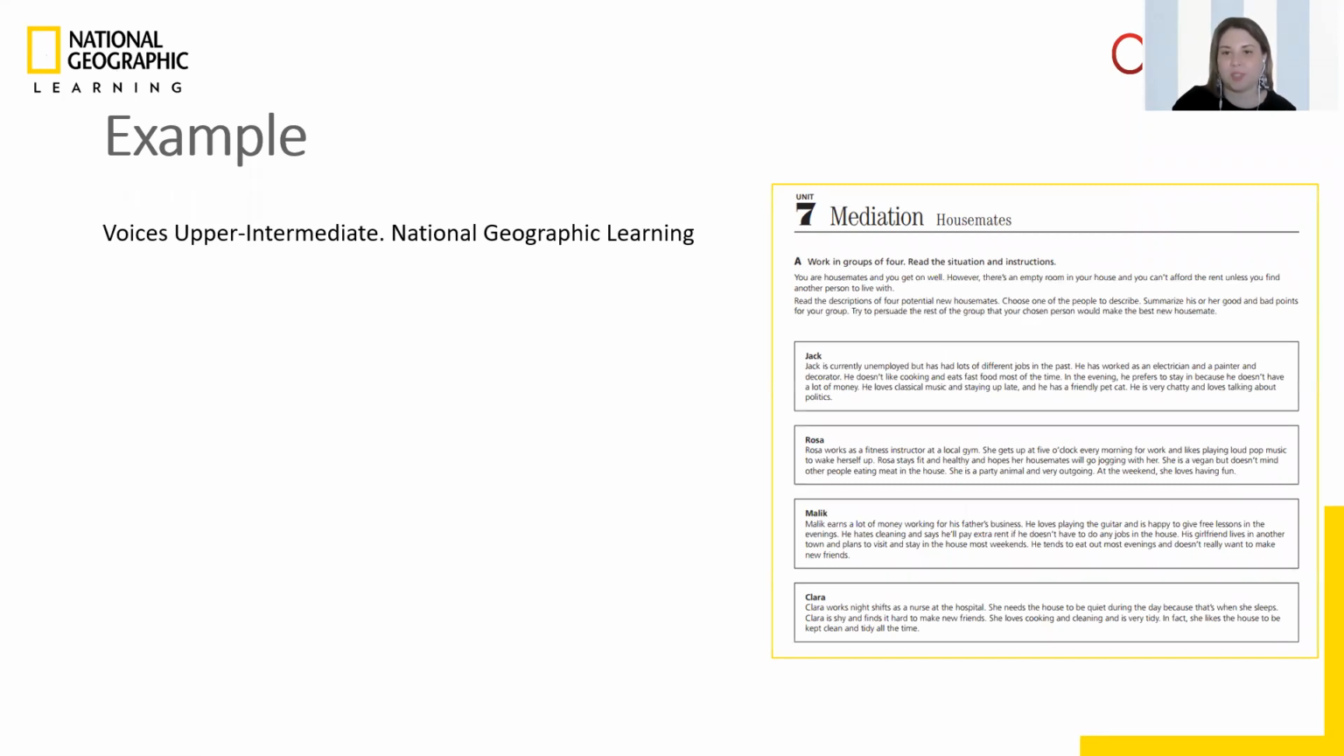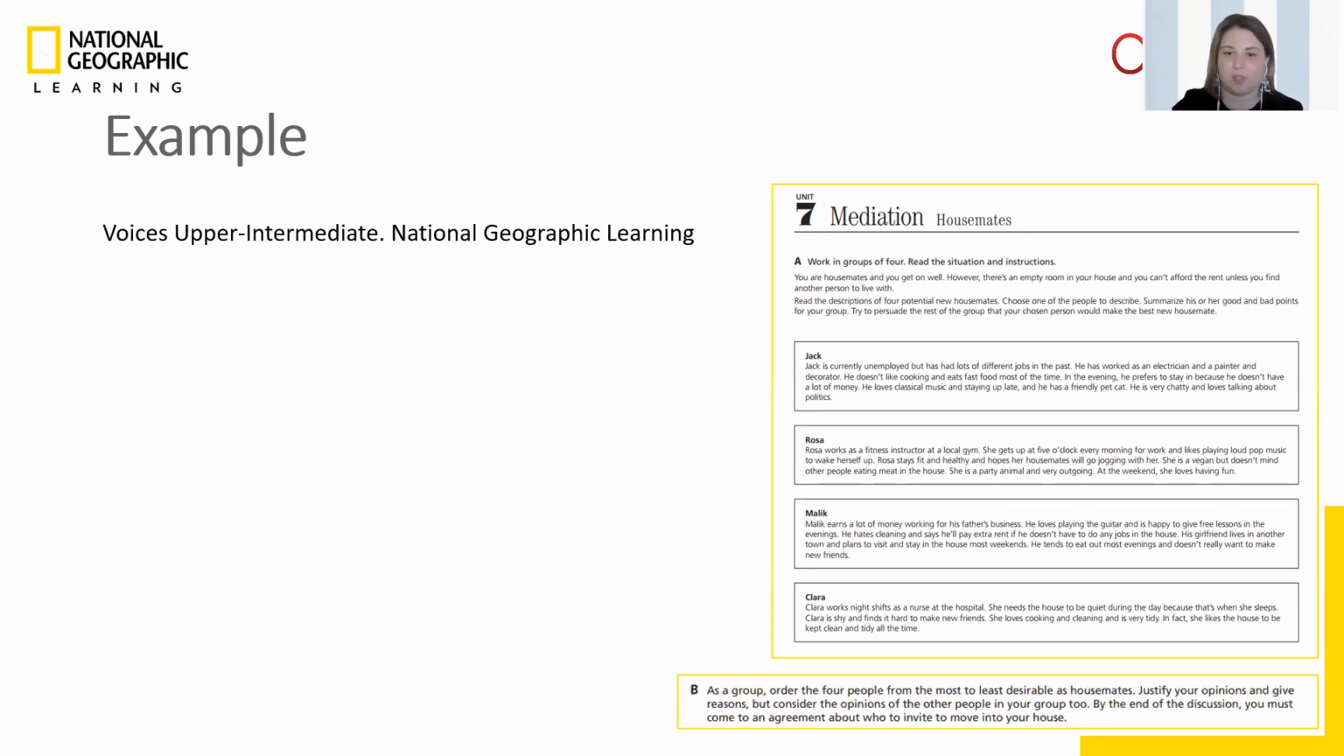The worksheet is the following: you are renting an apartment together with your friend, and you have an empty room, and you need to find the perfect housemate. There is a list of potential candidates, and you need to work together and discuss who can be the best option.